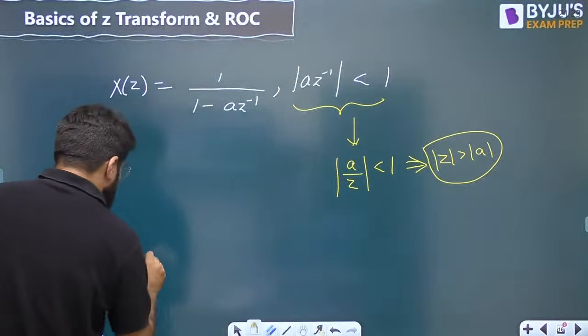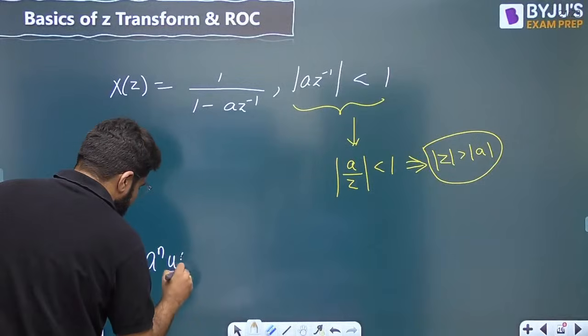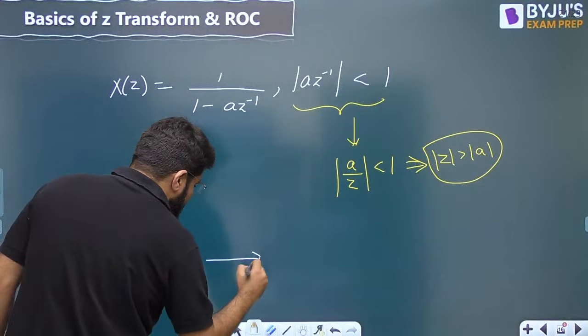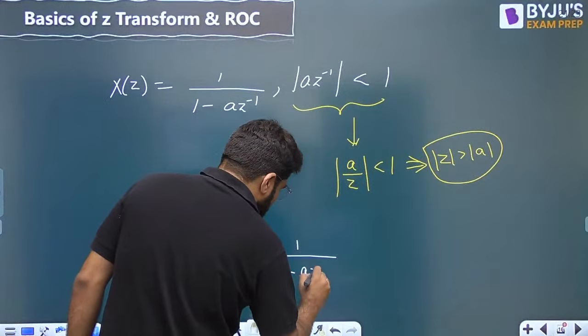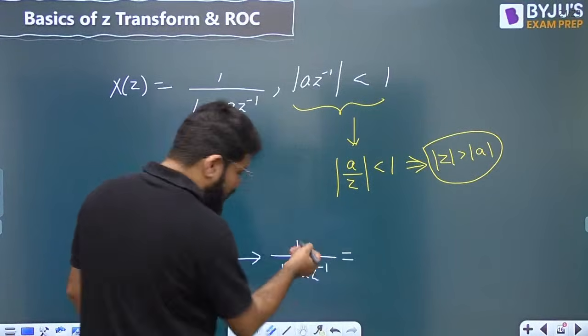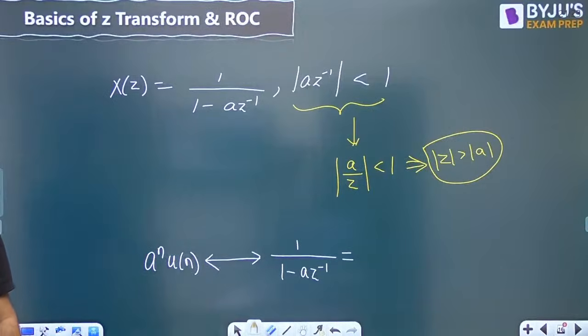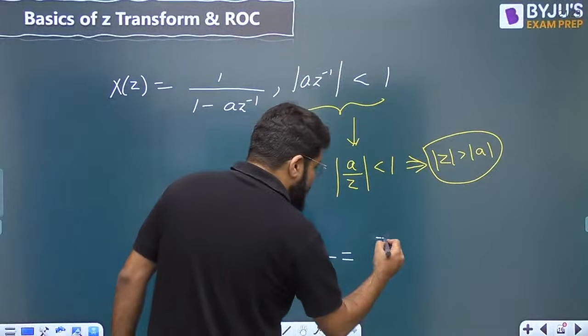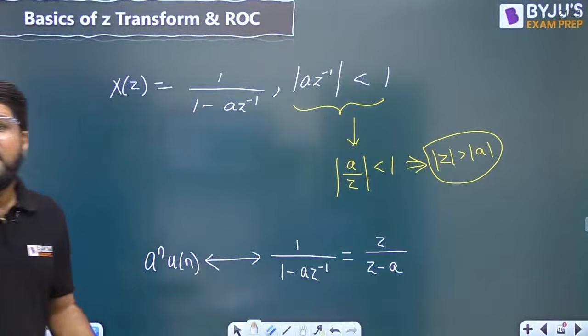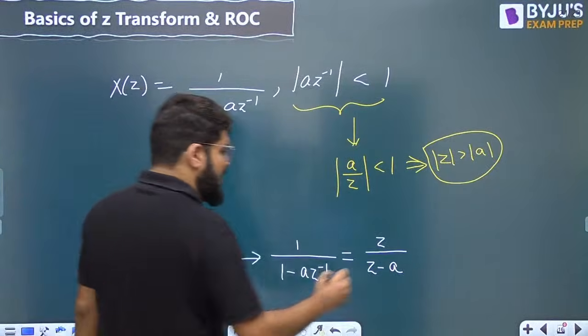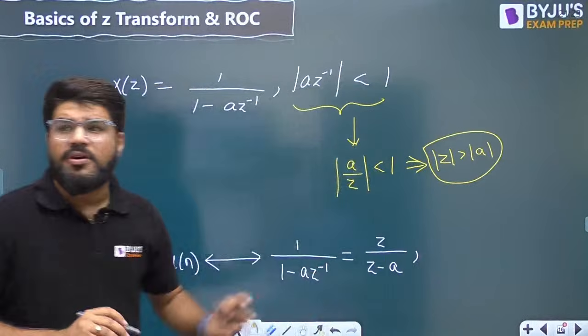If I want to write down the Z transform of a raised to the power n u[n], it has a Z transform 1 upon 1 minus az inverse, or you can also write it in the positive power of z. Multiplying throughout by z, this can be written as z divided by z minus a, but with a very important condition.